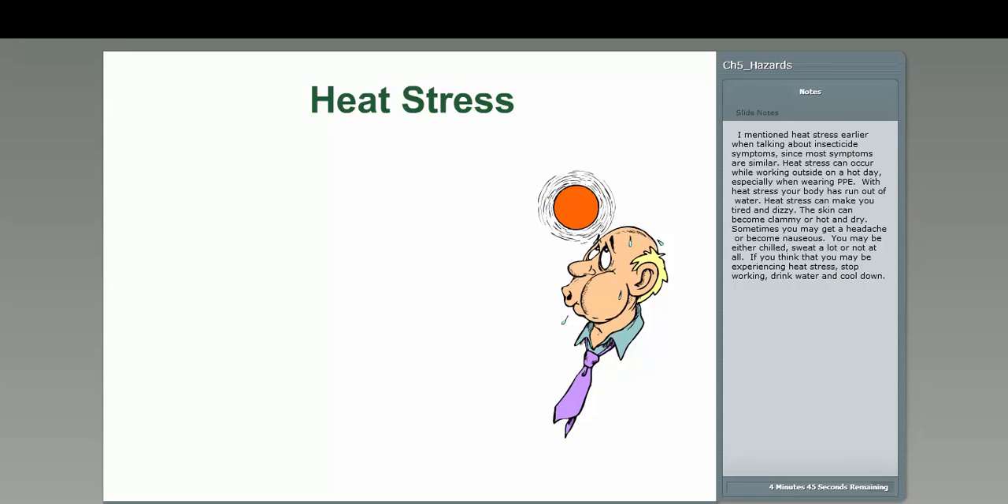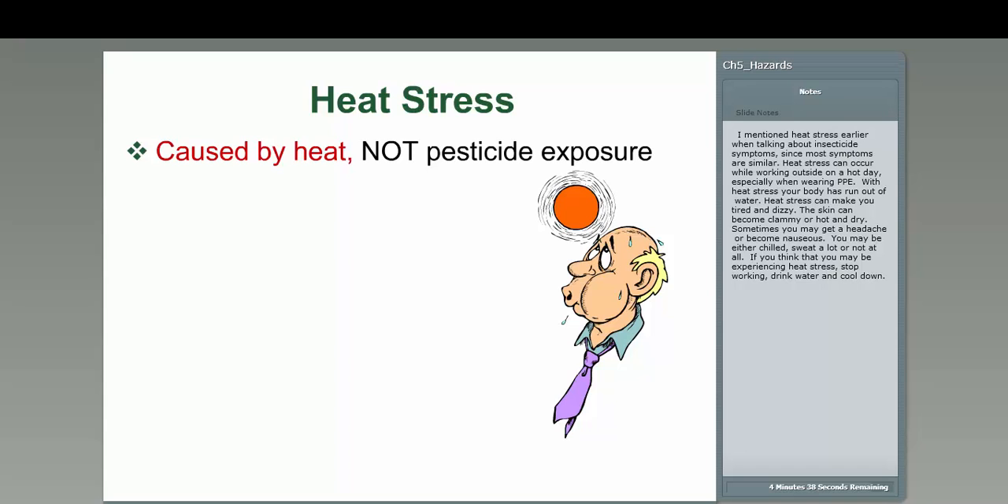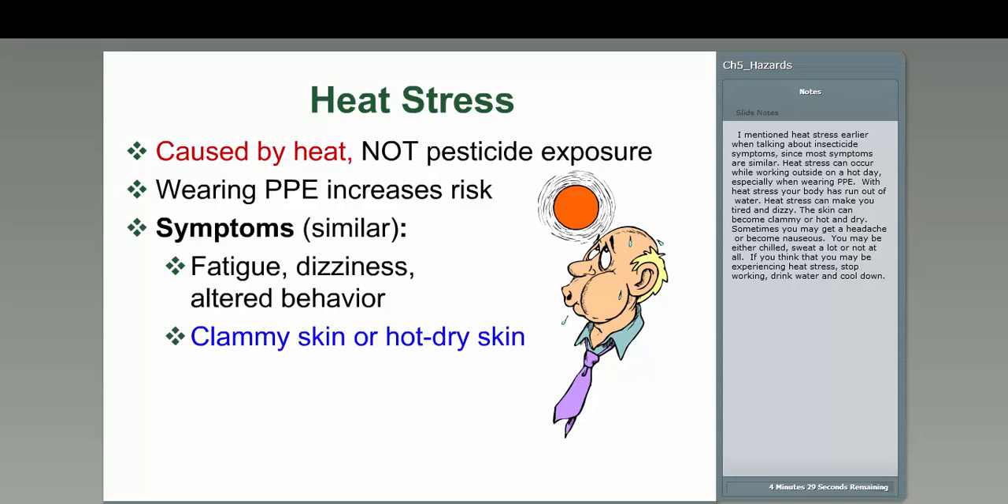I mentioned heat stress earlier when talking about insecticide symptoms, since most symptoms are similar. Heat stress can occur while working outside on a hot day, especially when wearing PPE. With heat stress, your body has run out of water. Heat stress can make you tired and dizzy.